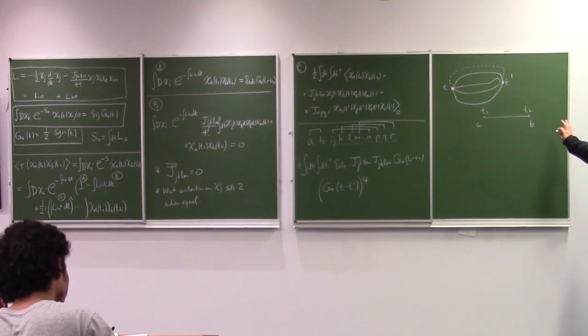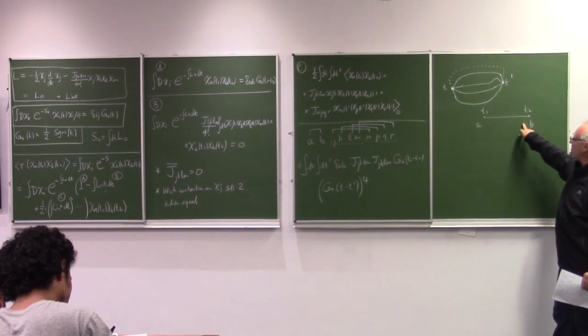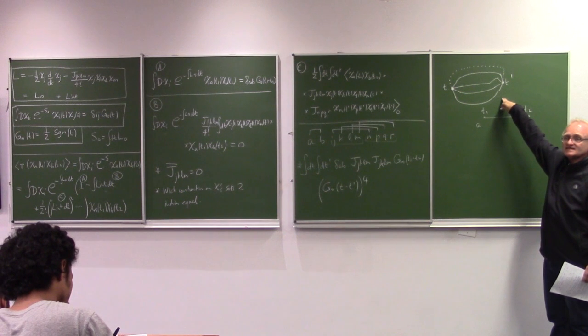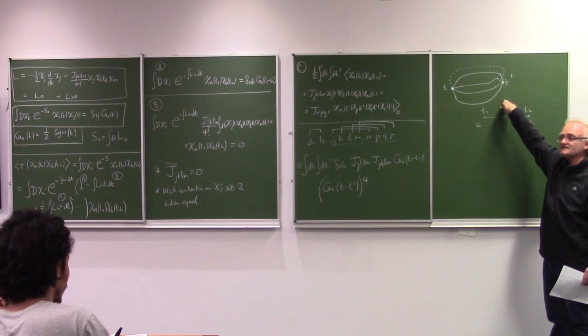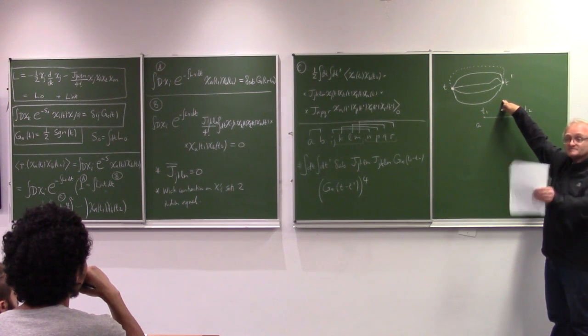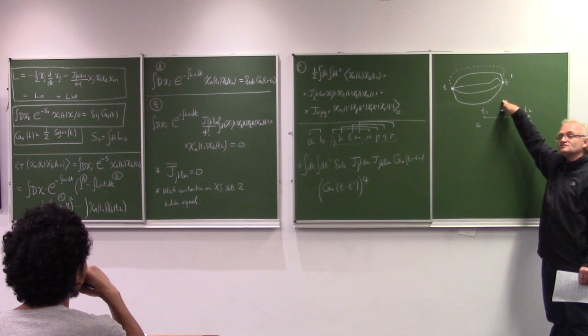Now, this is an example of a disconnected diagram. There's our propagator. That diagram sitting over there is disconnected. How can we get rid of the disconnected diagrams? So they will exponentiate, but do you know how can we get rid of the disconnected diagrams?